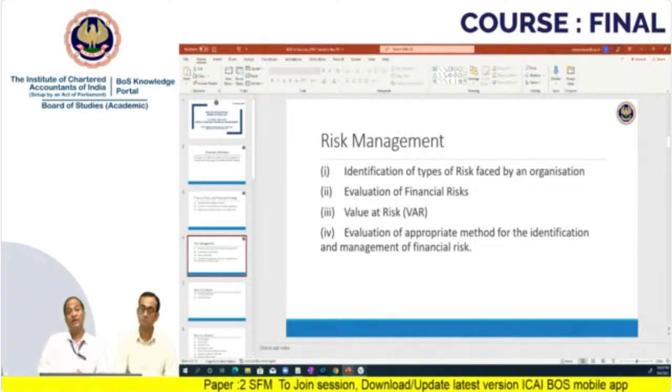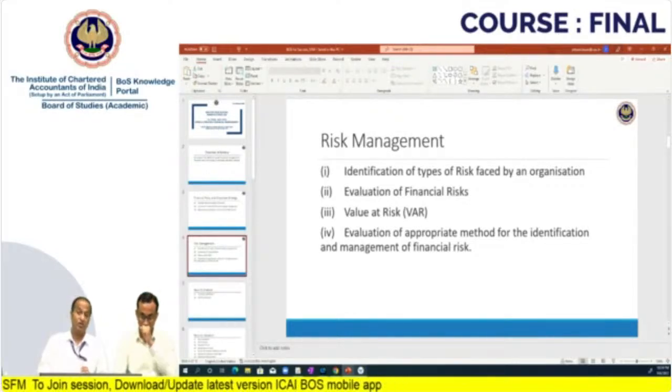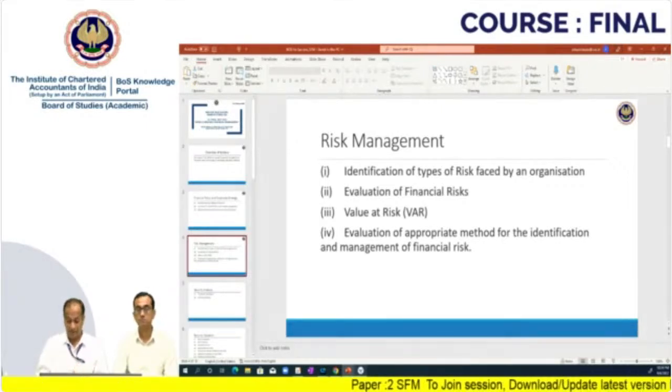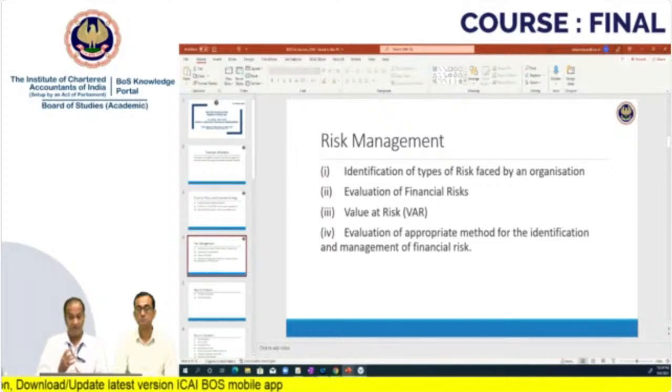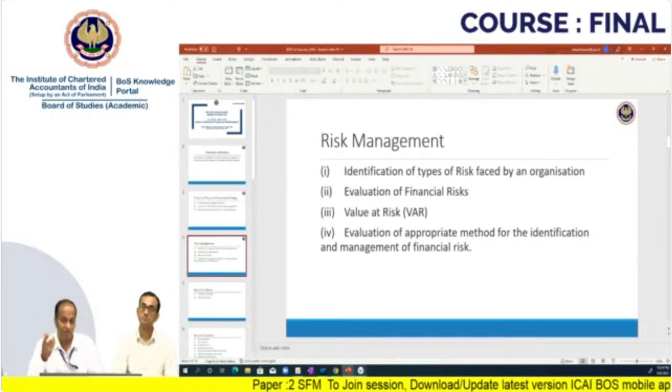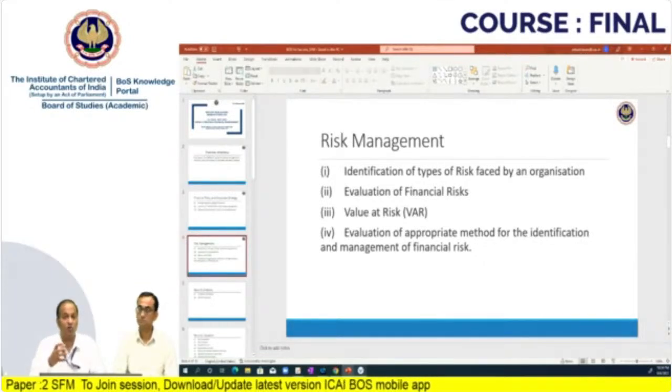How much confidence level do we want? 95% sure that the maximum loss will be this much, or it can be 99%. Now loss can be in percentage or in amount; this can be both ways. Because in a portfolio, when we are holding a particular type of portfolio and we say the maximum loss will be say 1%.